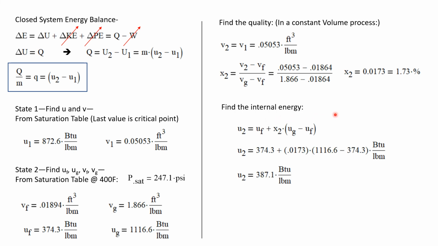Well, now that the quality is known, we can find the internal energy of this saturated mixture. u2 is just u_f plus the quality times u_g minus u_f, all of these values taken at state 2. We have all of these previously described, and we find that the internal energy at state 2 is 387.1 BTUs per pound mass.